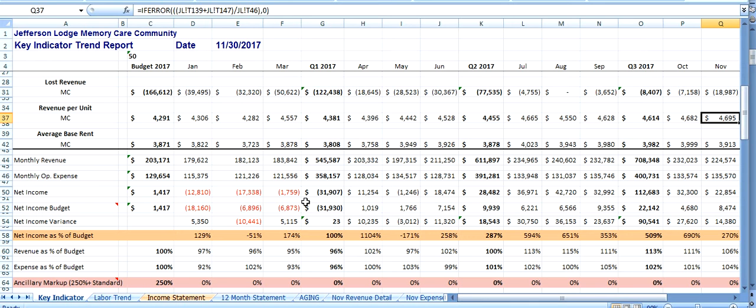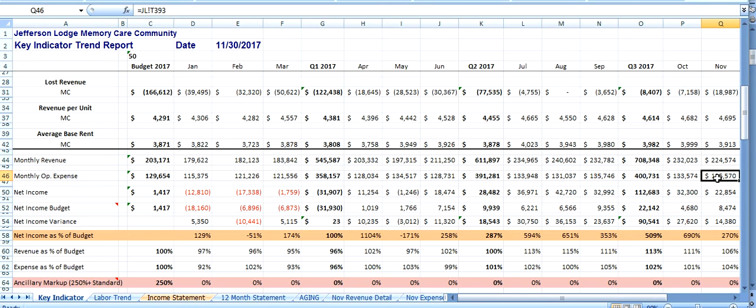Average base rent. That's another one that can be affected by what you're charging. So it looks like mine went down. That could be directly related to my Medicaid and private pay mix. Obviously, if I have more Medicaid people than private pay, that number is going to continue to go down because with private pay we get more reimbursement than Medicaid. So we'll keep going. Monthly revenue is pretty self-explanatory.